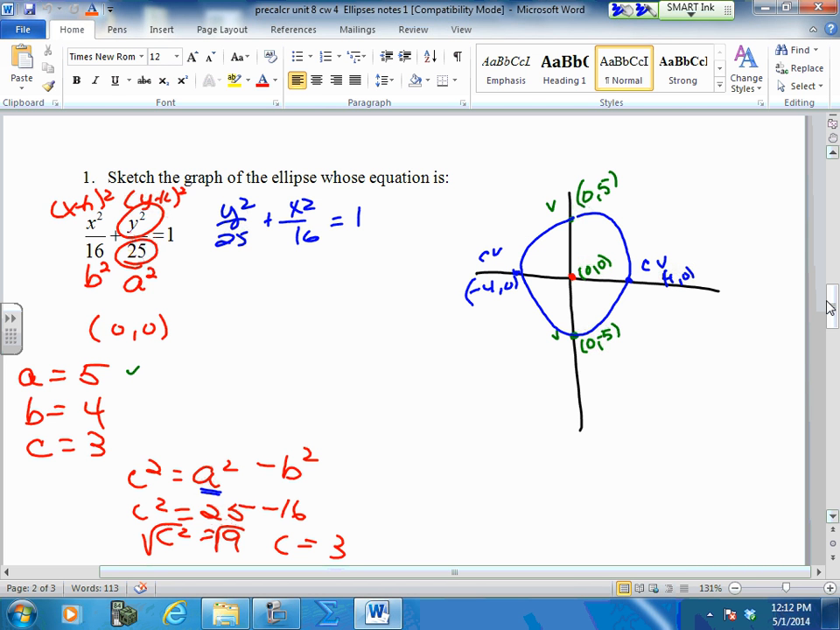Now the focus is what we found for c. The c distance is from the center to the foci. So we go from here up 3. So this would be 0, 3. And from here down 3. This would be 0, negative 3.